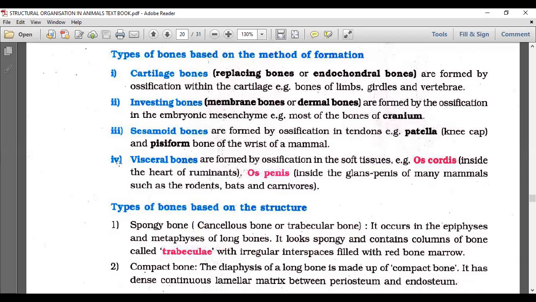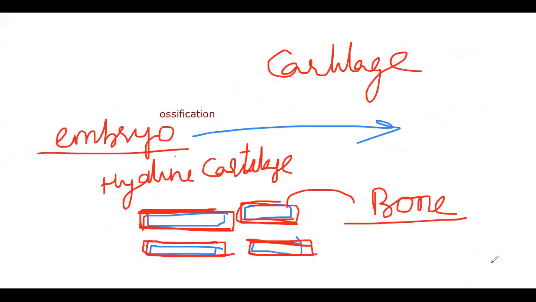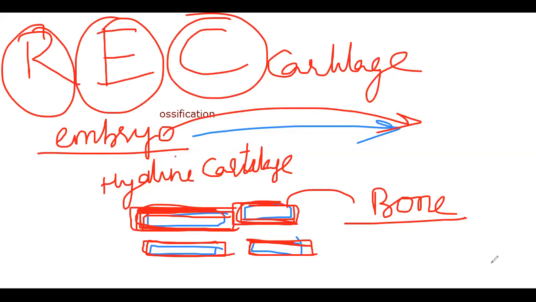Let me say once again, these two are crucial here. First of all, our embryonic endoskeleton is cartilage. When the embryo is growing, this cartilage needs to be replaced by bone. Bony material needs to be filled in, so we call that ossification on underlying cartilage. That's why we call it replacing bone, endochondral bone, or cartilaginous bone.